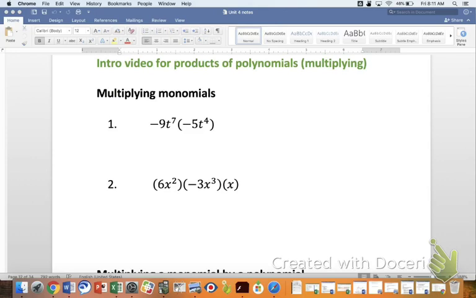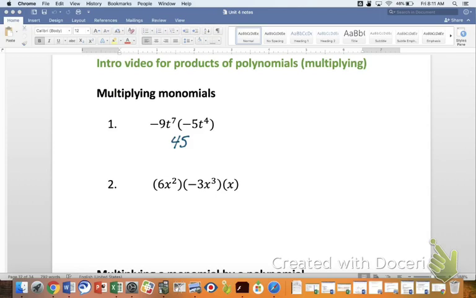The way that I do this is I'm going to multiply the two coefficients together. So negative 9 times negative 5, of course, is positive 45. Negative times negative, still positive. And then how do I multiply the variable parts of the factors together? T to the 7th times t to the 4th.